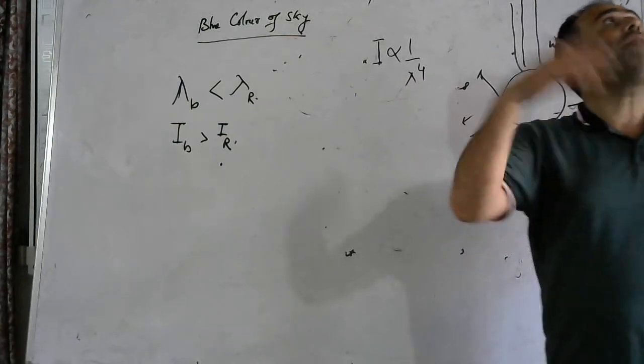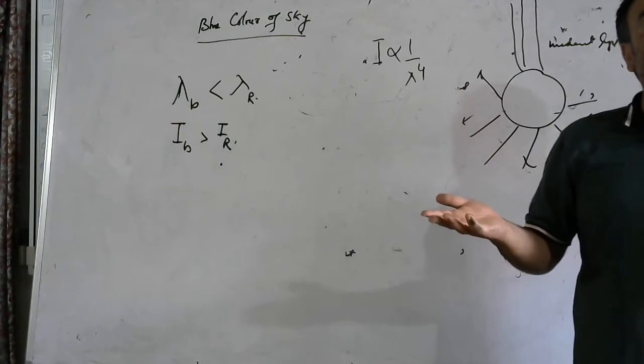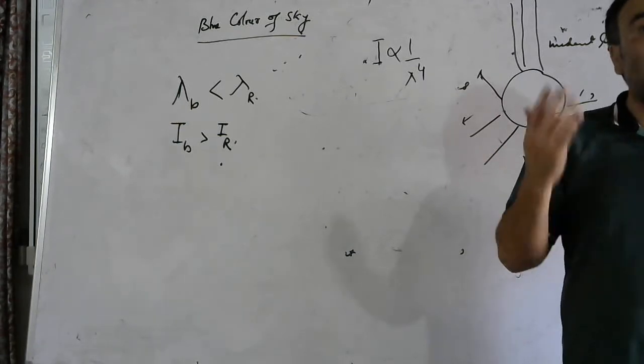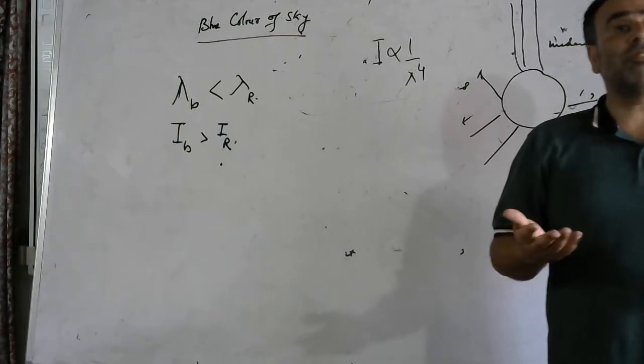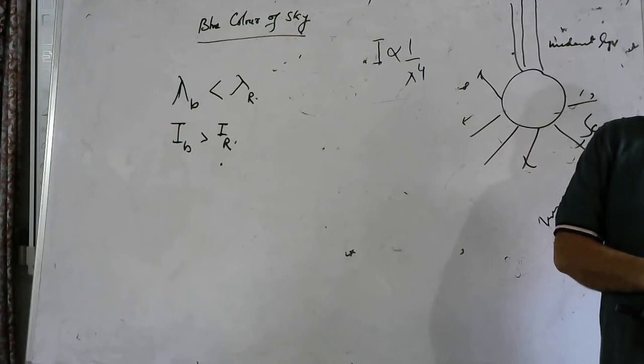Because if we look everywhere, we see blue color. It is because the scattering intensity of the blue color is greater than the scattering intensity of the red color, because the wavelength of blue color is less than the wavelength of the red color.